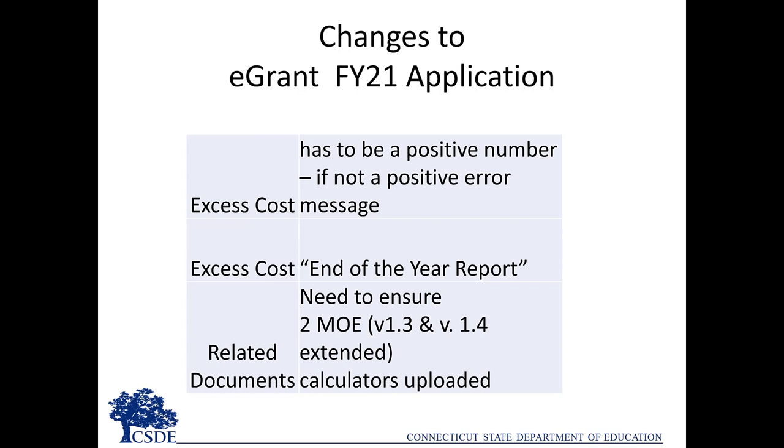In the past, sometimes districts were placing in their special education budget and then backing out special education numbers, and then they were coming up with zero and negative numbers. That can't be. And then related documents around the MOE, having two elements, you'll be uploading both version 1.3 and 1.4, and we'll be going over this in detail.